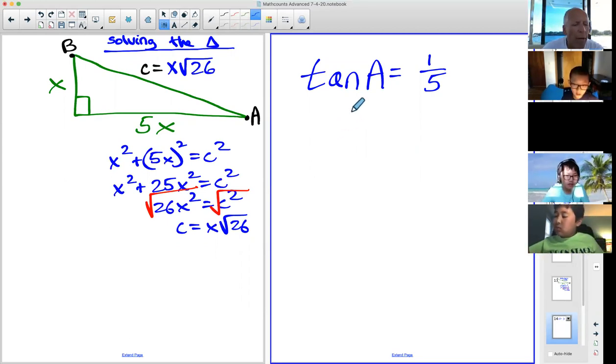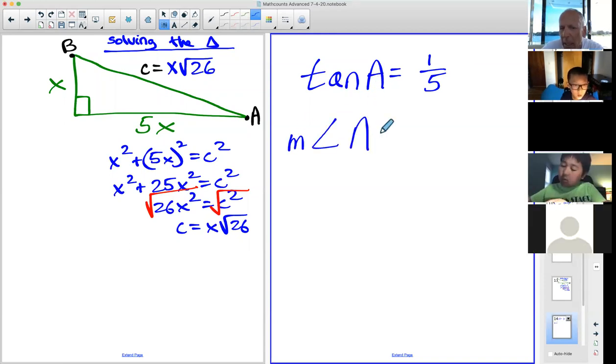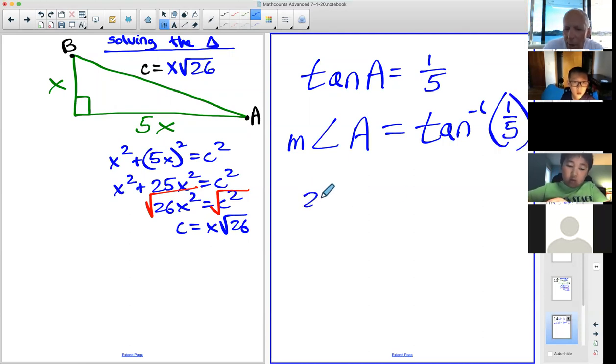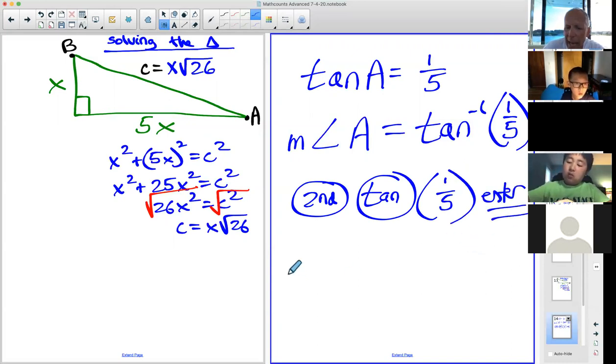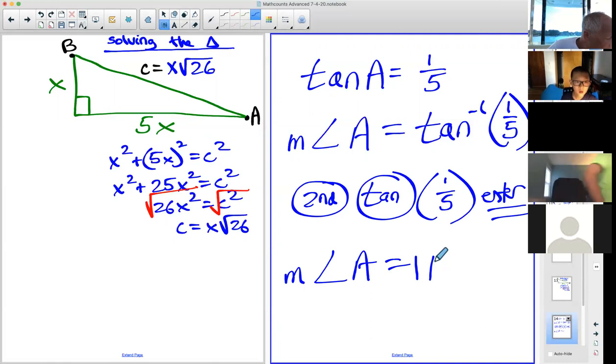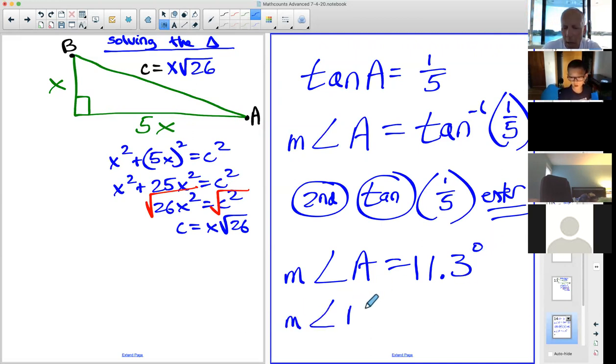Now, very nice, Alan. The only way to get the angle measurement is to take the inverse tangent of 1/5. On your graphing calculator, hit second tan and then 1/5 or 0.2 and then enter. That gives a measurement of about 11. Andreas, what was it? 11.3 degrees. Yeah, 11.3, and then you subtract that from 90 to get around 78.7.